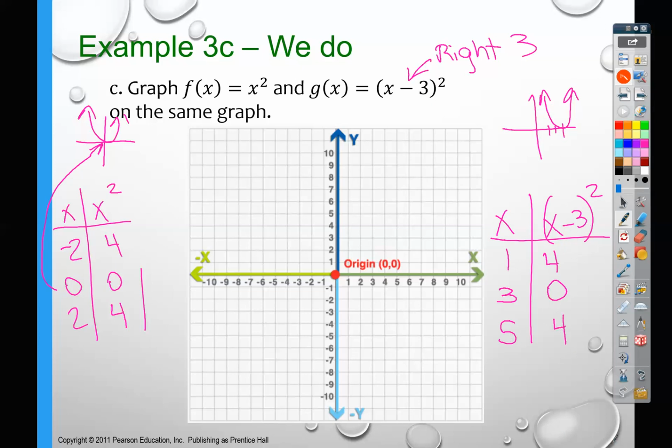Now what do you see? All right, let's plot this. So I've got -2, 4, 0, 0, and 2, 4. Okay, so that's the original. Now we're going to get a different color and I'm going to plot these. So 1, 4, 3, 0, and 5, 4. And you see that the g of x is moved over to the right 3, even when I plug in those numbers.